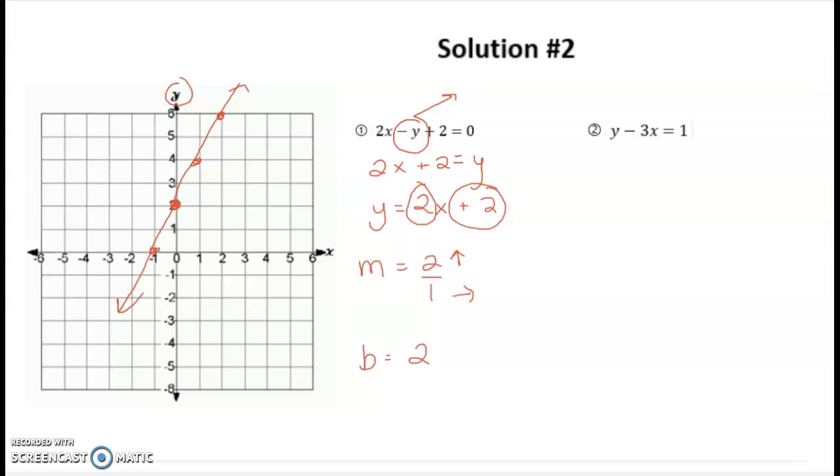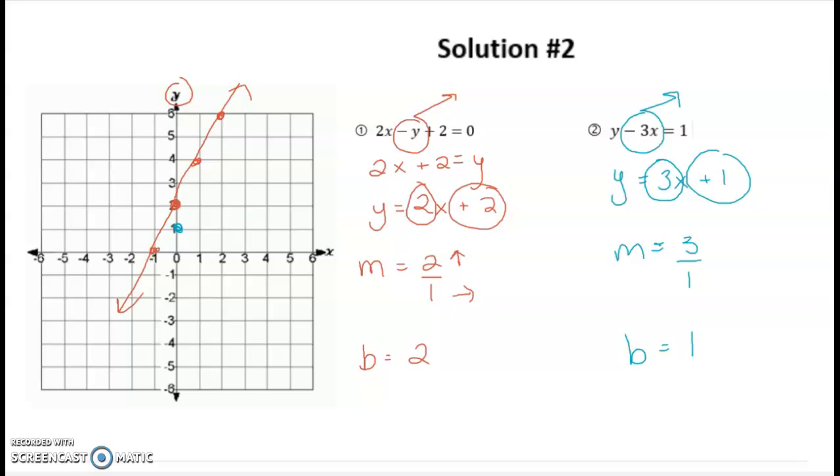Now let's do our other one. So I want y equals. I'm going to take this negative 3x, move it over, and now it becomes a positive 3x. And then I still have plus 1. So my slope here is 3, and I can put it over top of a 1. And my y-intercept is plus 1. So I go to my y, and I put a dot at plus 1.